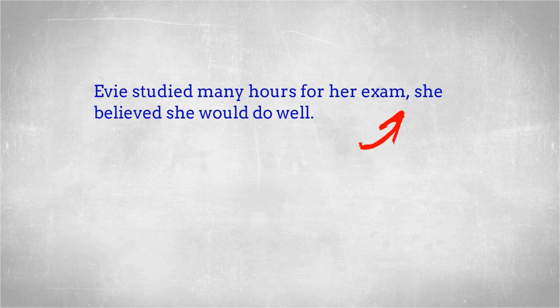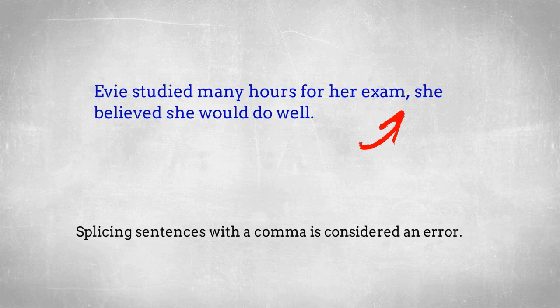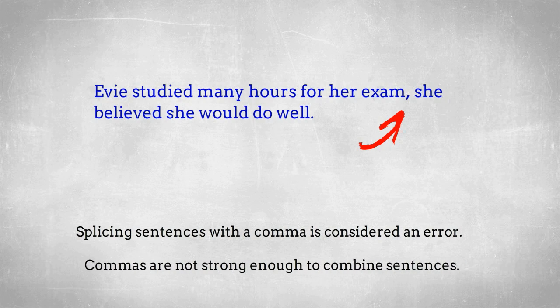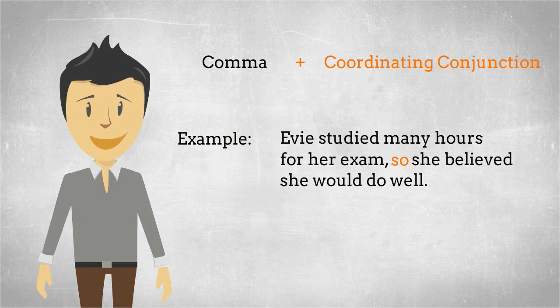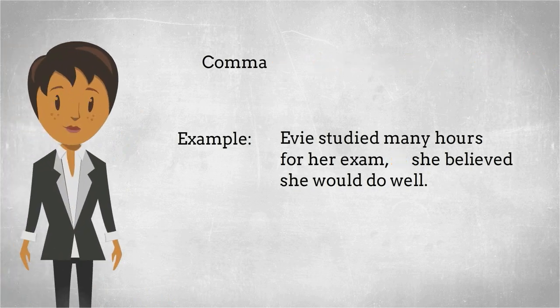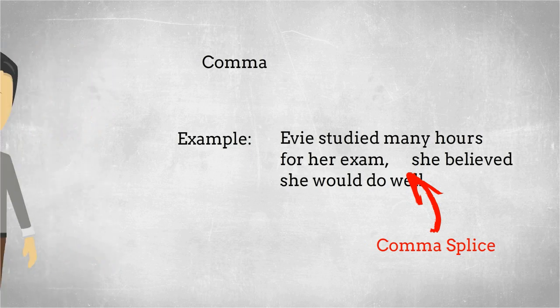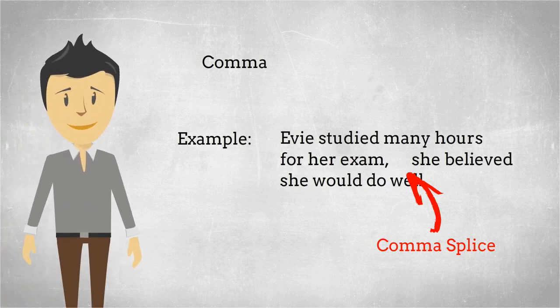This is an error because the two complete thoughts are spliced together with just the comma. Remember when we used a comma in one of the fanboys in our previous example? To correctly connect sentences, writers must use both. Leaving out the coordinating conjunction leads to comma splices. Comma splices may be corrected using the same strategies as run-ons.